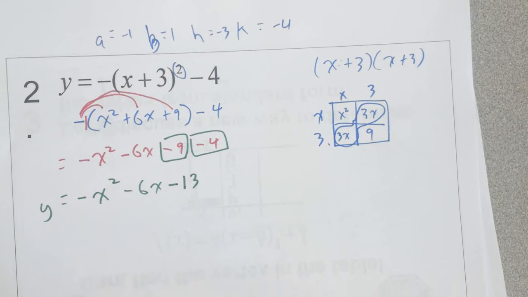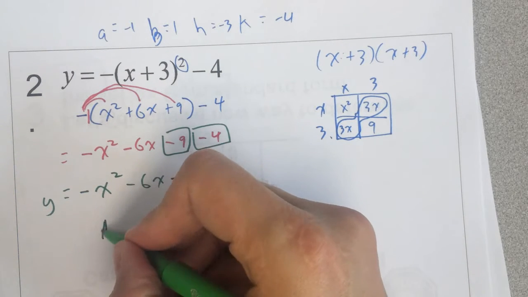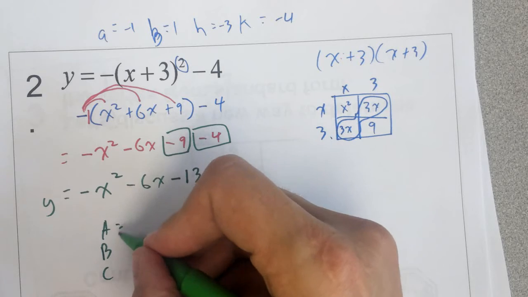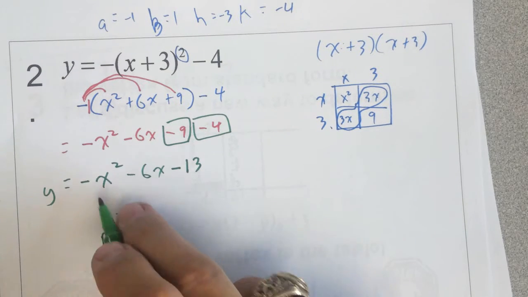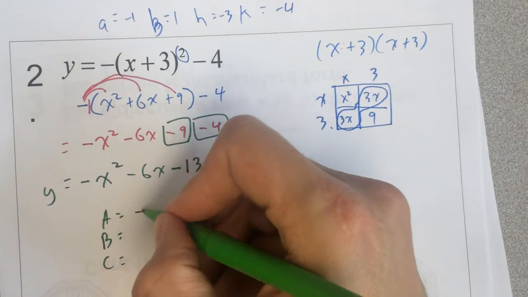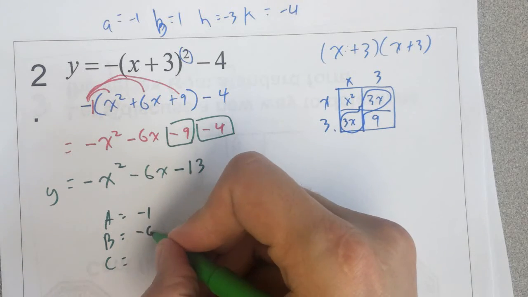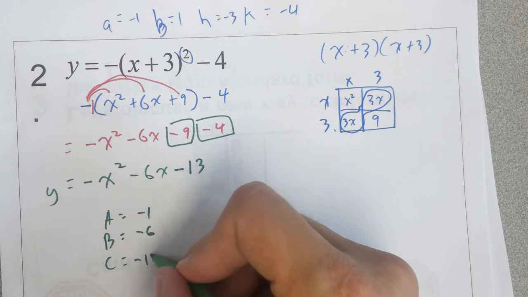This is standard form. Standard form has an a value, a b value, and a c value. My a value is -1. My b value is -6. My c value is -13.